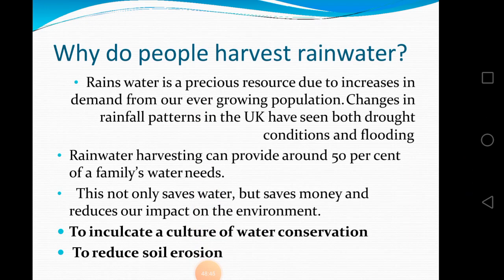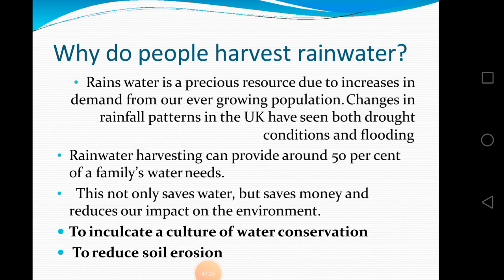Rainwater is a precious resource due to the increase in demand from our ever-growing population. Changes in the rainfall pattern in the UK have brought both drought conditions and flooding. Rainwater harvesting can provide around 50% of family water needs. This not only saves water but saves money and reduces our impact on the environment. These are reasons why each and everyone should do rainwater harvesting, so that we can increase the groundwater table and groundwater recharge.